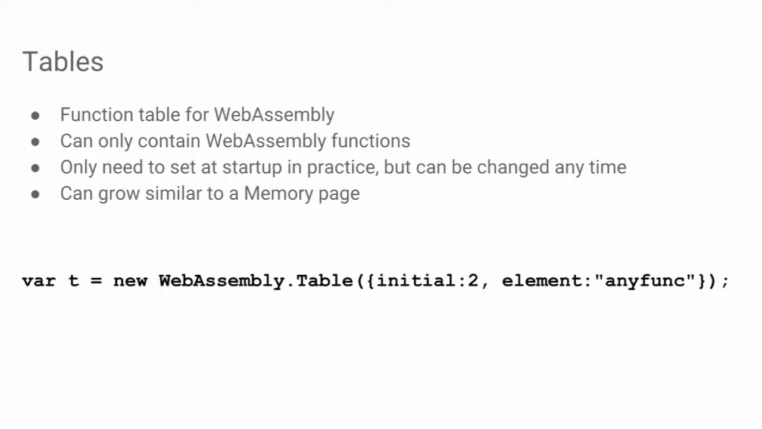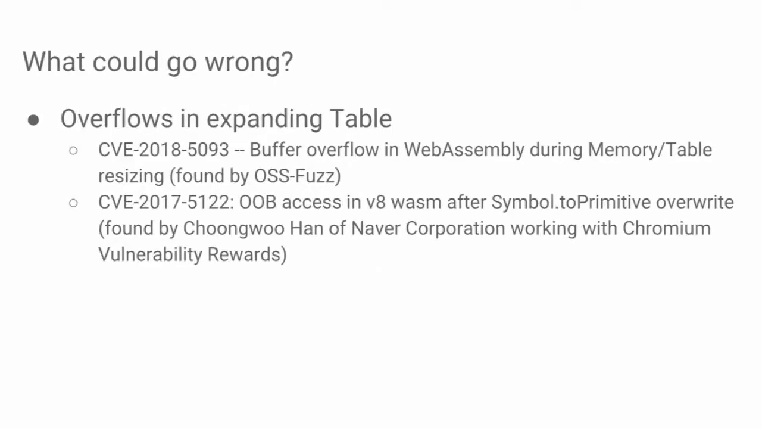And this is basically a table of functions, and they have to be WebAssembly functions. So if you want to call a JavaScript function from a table, you have to create a WebAssembly function that calls that function. And it's similar to the memory. You create one with initial size, and then you can grow it. And once again, there were kind of the similar bindings issues with these. The Firefox issue also occurred with tables where there was the integer wrapping.